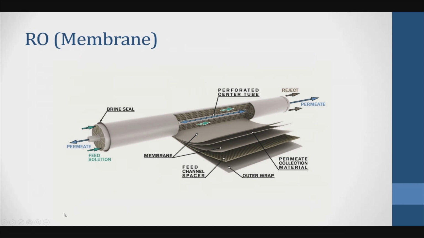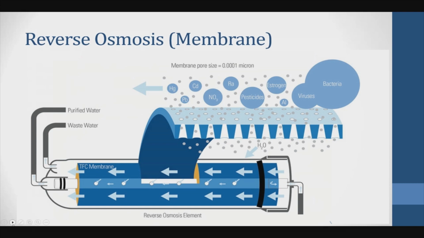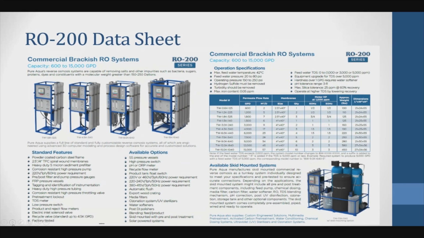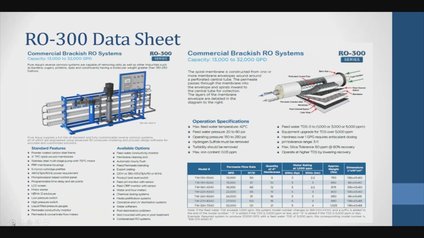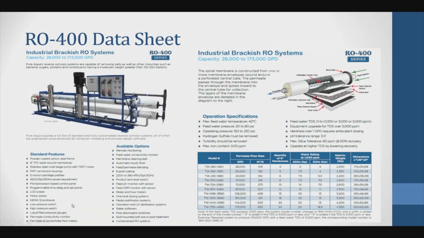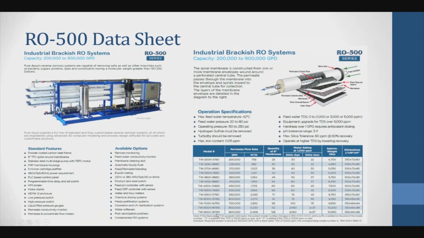Now, Pure Aqua has standard pre-engineered systems that serve the industrial and commercial market segments. Our systems start from 600 gallons per day, and in the RO200 series, we go all the way up to 18,000 gallons per day. The RO300 goes up to 30,000 gallons per day. The RO400 goes up to 173 gallons per day. The RO500 will go all the way to close to about 1 million gallons per day. Now the water source could be 1,000 ppm, 3,000 ppm, 5,000 ppm, or we can custom design any of those systems to go all the way up to 12,000 ppm.